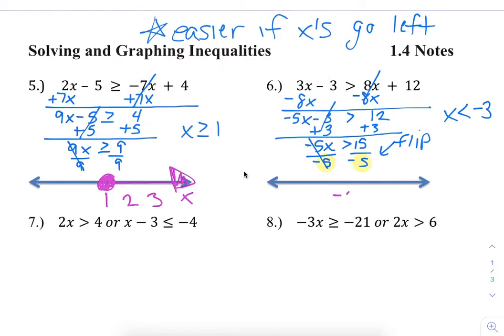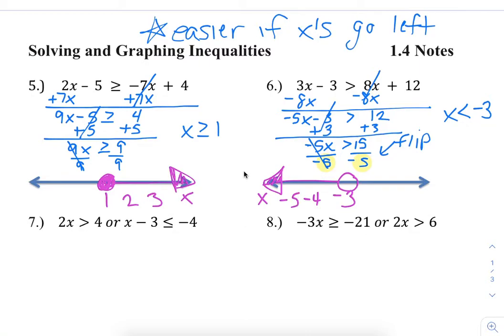Negative 3 is my answer. That's what goes on my number line. It's an open circle because it does not have the line underneath it. It's just a regular less than. And if I read that, x is less than negative 3, that means I want to be smaller than a negative 3 for my x's. That means I'm going towards the negative 4 and the negative 5's.